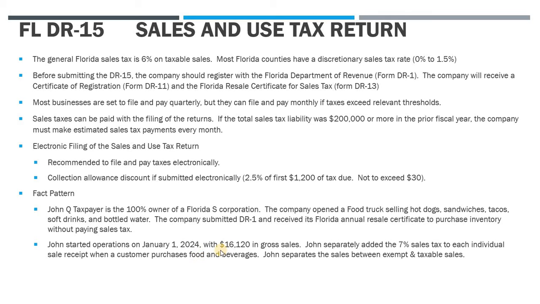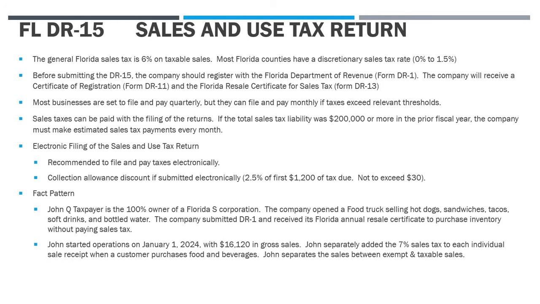And so their January sales were $16,120. Now, when John rings these orders up and charges the customers, he's separately adding the 7% sales tax. So he works in a county where the discretionary rate is 1%, so we have 6 plus 1 is a 7% sales tax. All right, and he does track exempt versus taxable sales.